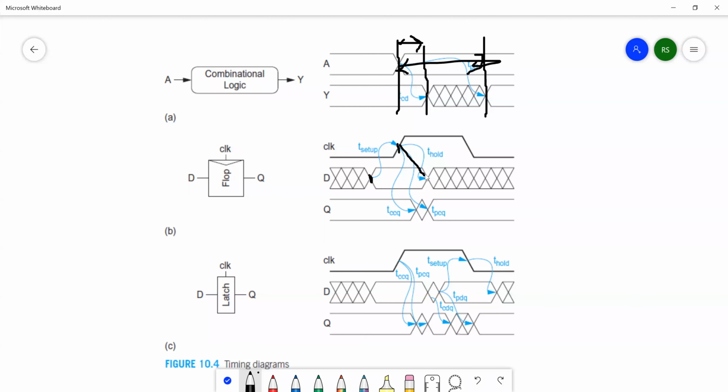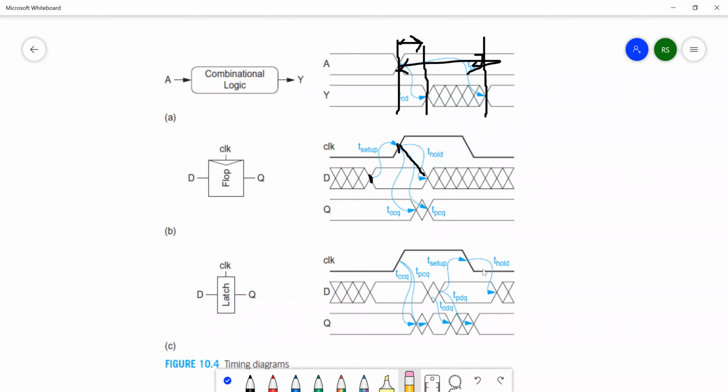So overall, all the constraints we saw in the previous slide, they are defined in this diagram. Setup time before the arrival of the clock, it should be constant. Clock to Q contamination delay, clock to Q propagation delay, finally hold time constraint. And same things for the latch also. After some time, the contamination delay, propagation delay, and then setup time, hold time. Same things for the latch also.